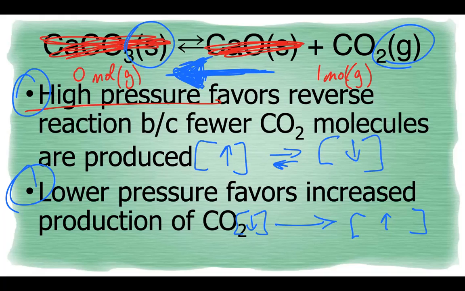That means the opposite holds true for the second point. If we lower the pressure, what does the system want to do? The system wants to increase that pressure. How do we increase pressure? We shift to the right and we produce more gas. So at the new equilibrium, because we've shifted to the right, we're going to have lower concentration of reactants, higher concentration of products.